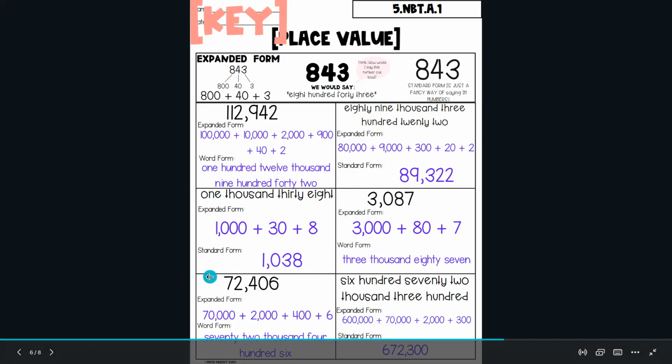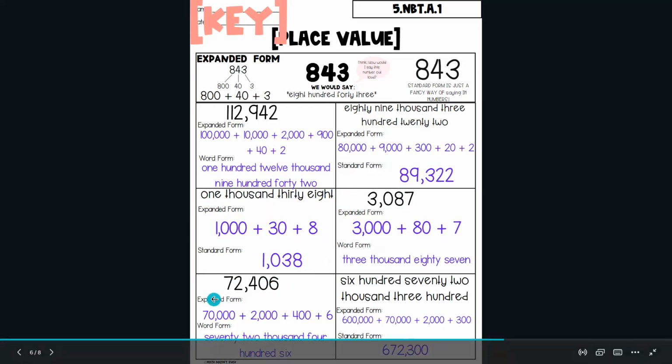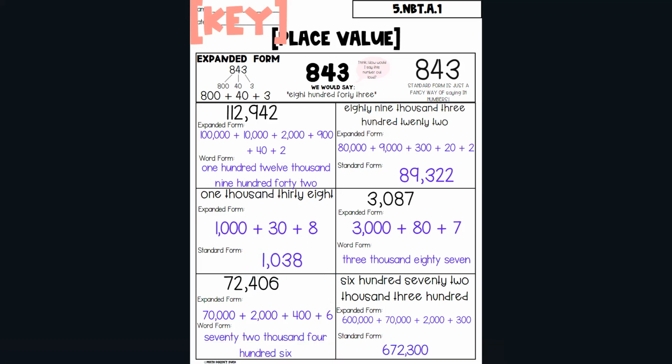Down here, we're given the standard form, 72,406, no tens. When we expand it, we have 70,000 plus 2,000 plus 400 plus 6. We do not need to show that there's no tens. We just leave that empty. Word form is 72,406.